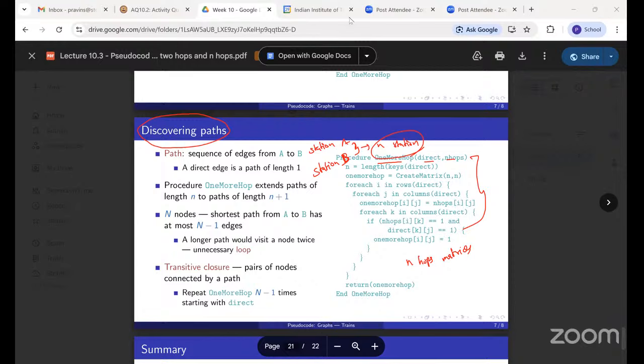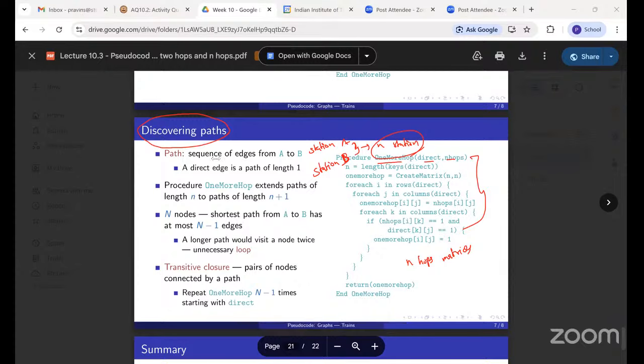So how many of you are still confused? Hello, are you guys there? Yes, sir. So is it clear or should I explain once again? So do we have to compute n hops before proceeding?